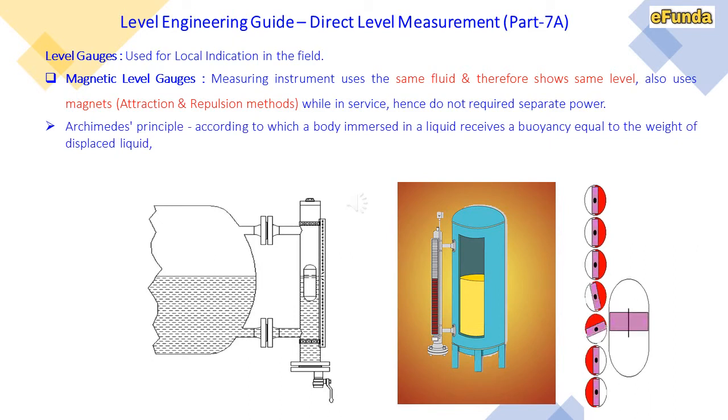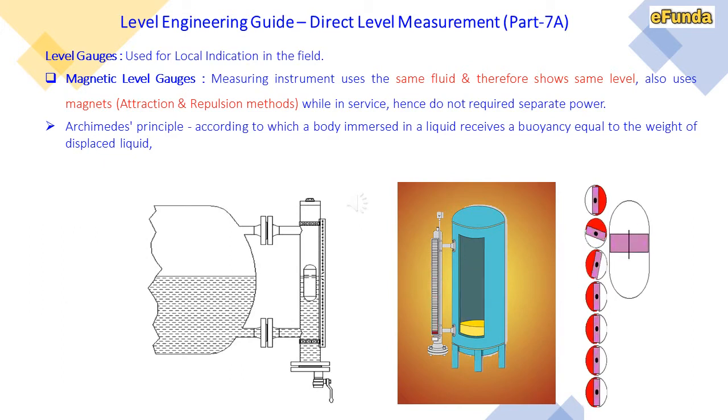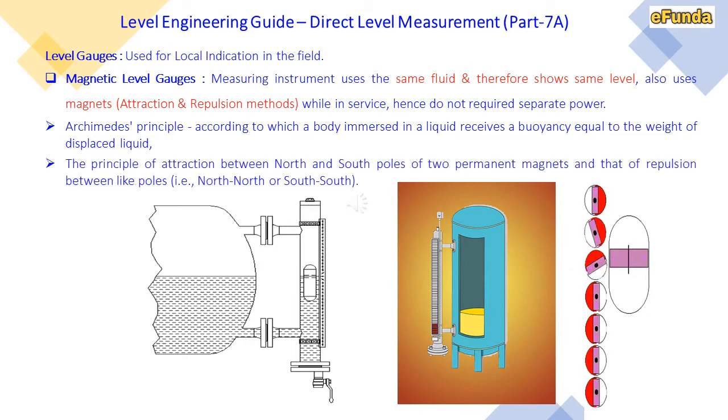Archimedes principle, according to which a body immersed in a liquid receives a buoyancy equal to the weight of the displaced liquid. That means whatever the amount of liquid displaced, that will be useful. The principle of attraction applies to the north and south poles of two permanent magnets, and repulsion applies to like poles, that is north to north or south to south.